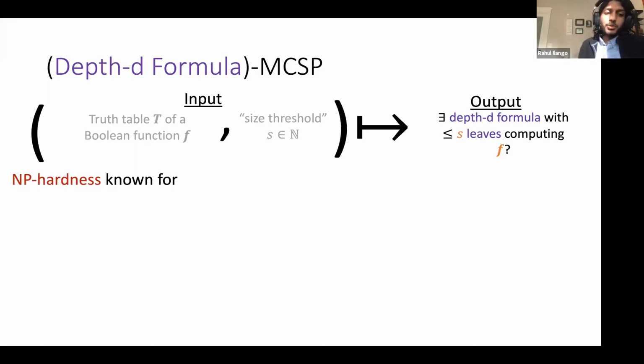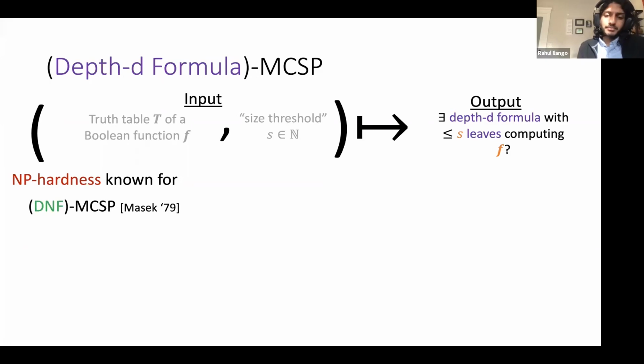And so NP hardness was already known for the D equals 2 case of this. It was already known that for DNFs, this problem was NP hard. And this is kind of counterintuitive because you would think, okay, we know DNF MCSP is NP hard. The general version of MCSP should only be harder than the DNF version, right? General circuits seem much more complicated than DNFs. Surely if DNF MCSP is NP hard, then regular MCSP is NP hard, and the D equals 3, 4, 5 case of depth D formula MCSP should be NP hard, but that's something we don't know how to do, which is kind of intriguing.